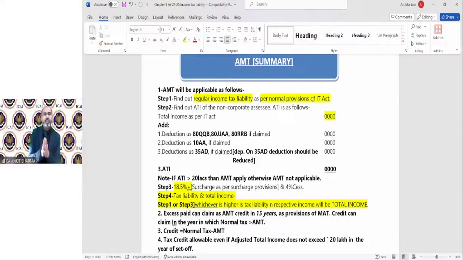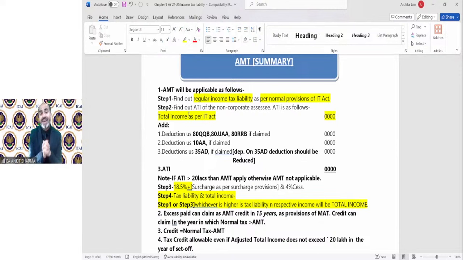Then find out the ATI of the non-corporate assessee. ATI has to be calculated like this: total income as per the Income Tax Act. We need to take the income as per the Income Tax Act, not as per accounting. Whatever plus and minus we have done as per Section 28 to Section 43B, we have to do that. You should pay attention that we are talking about total income as per the Income Tax Act, not net profit as per PGBP. We have to calculate profit as per PGBP, other heads of income, all deductions, etc. So we are talking about TI.